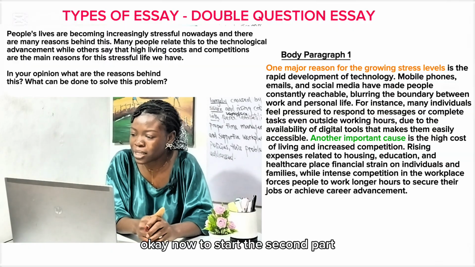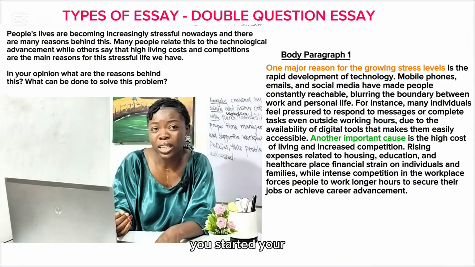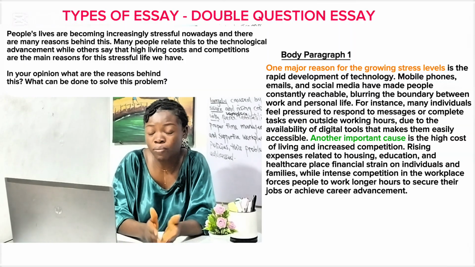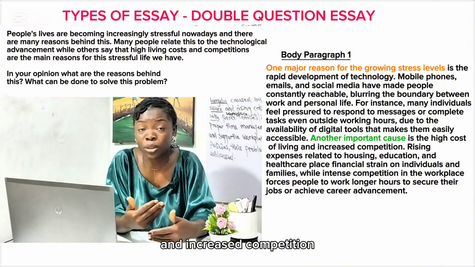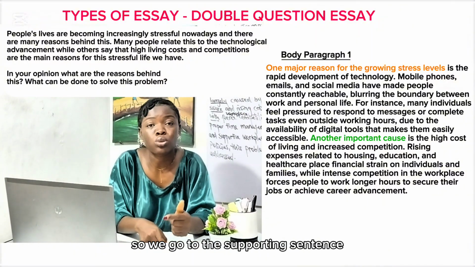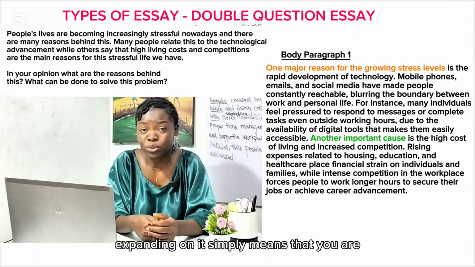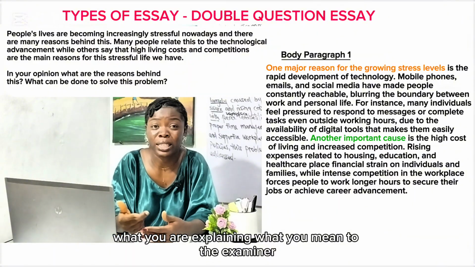Now to start the second part, you say another important cause. You started the first sentence with one major reason. Then another important cause is the high cost of living and increased competition. That's the topic sentence for the second idea. So we go to the supporting sentence because we need to expand on it, right? Expanding on it simply means that you're explaining what you mean to the examiner.